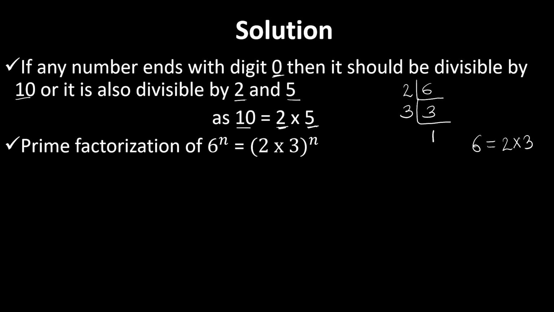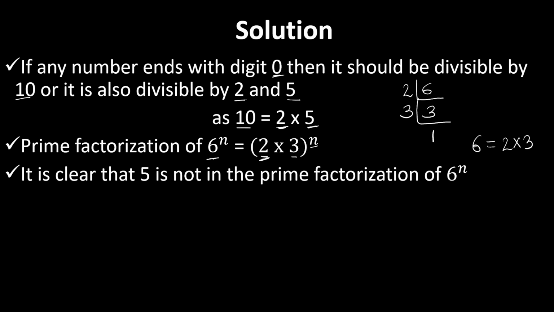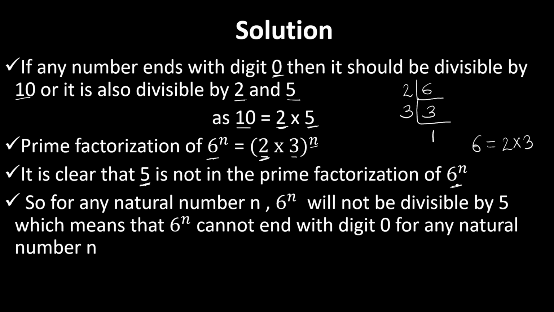So similarly, we can write down that the prime factorization of 6 raised to n will be equal to 2 into 3 whole raised to n. So in this prime factorization, we can observe that we don't have 5, right? We have 2, but we don't have 5. So it is clear that 5 is not present in the prime factorization of 6 raised to n. So what will we conclude? That for any natural number n, 6 raised to n will not be divisible by 5, which means that 6 raised to n cannot end with digit 0 for any natural number n.